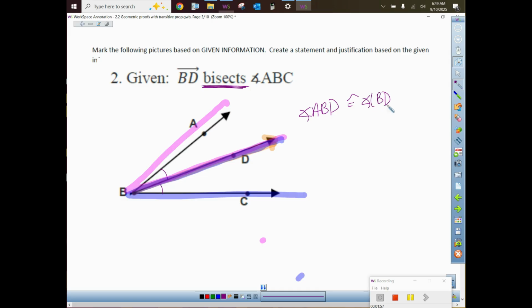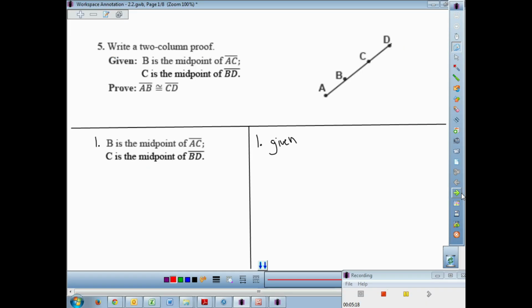And the reason why I knew that's the same is because they gave me the word bisector, and that's what a bisector means. So that's the definition of bisects, or bisector, however you want to do it. And that's the basics of when we get into these proofs right here. Read the given, write the given, mark the given.